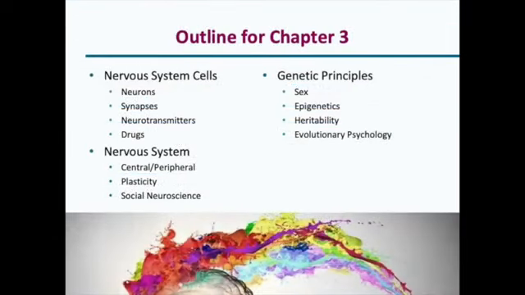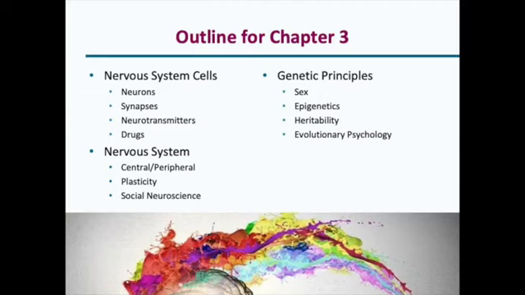Okay, so we're done talking about the building block of the nervous system, which is the neurons, their synapses, the neurotransmitters that pass between neurons through the synapses, and the exogenous drugs that we could take in that affect these neurotransmitters on the synapses of the neurons. Let's move on to the nervous system structure itself.